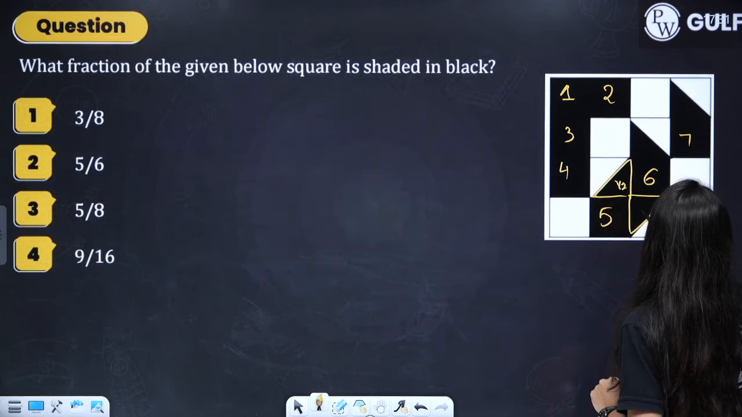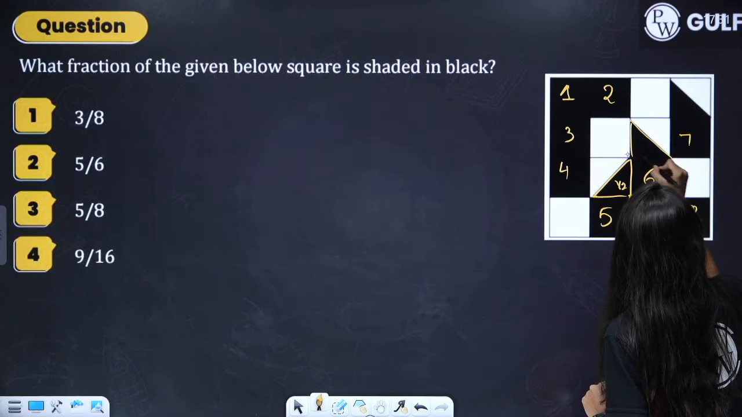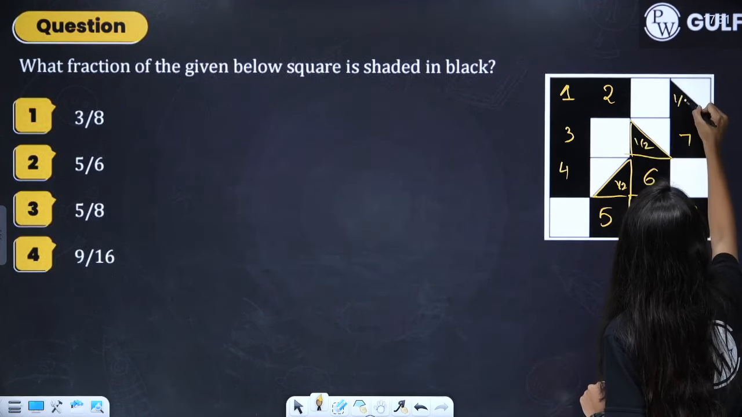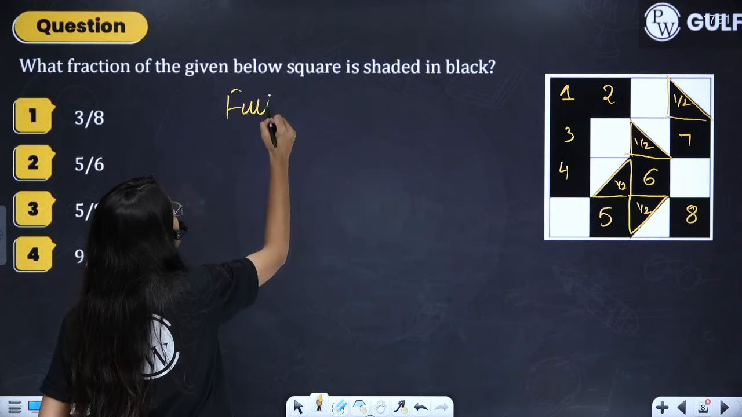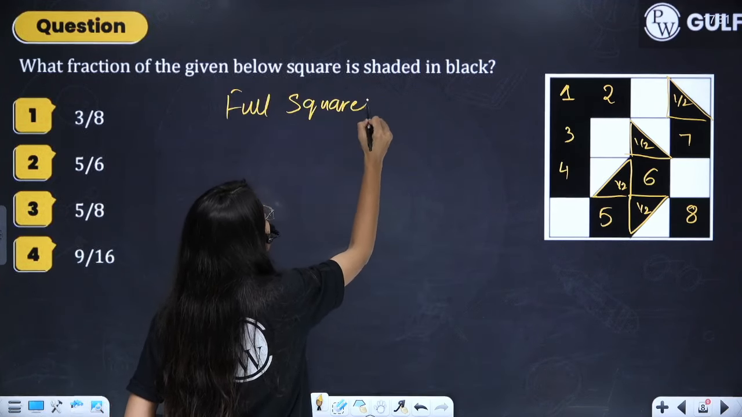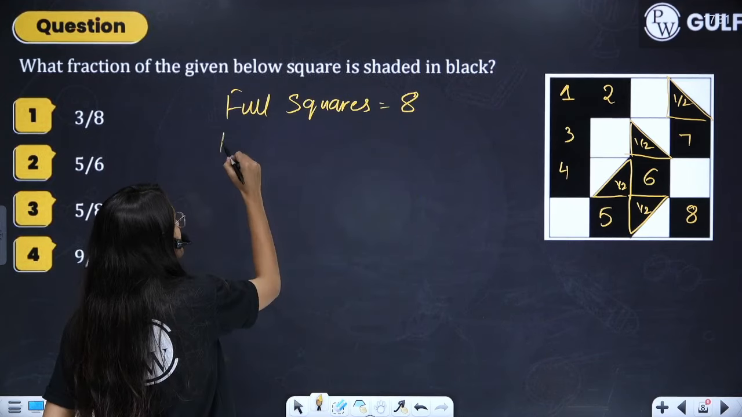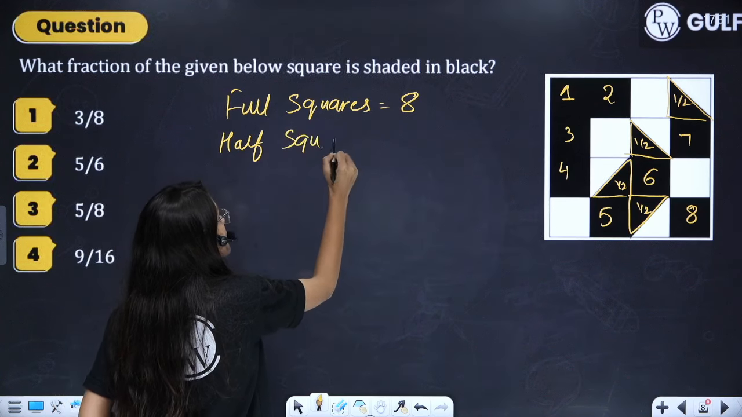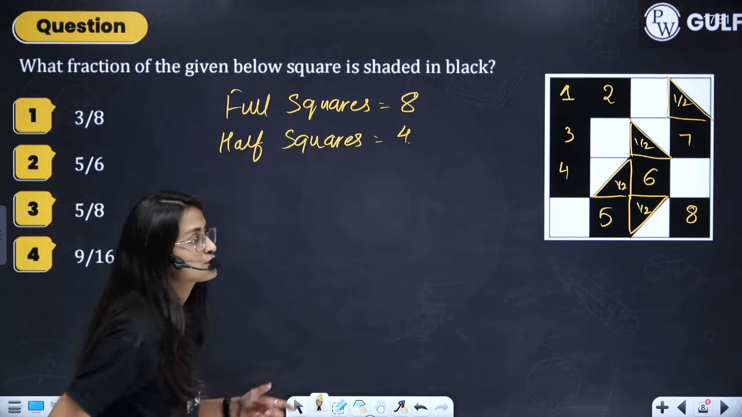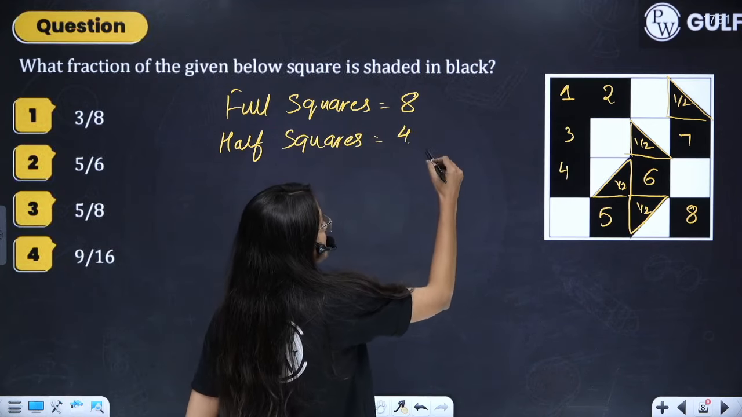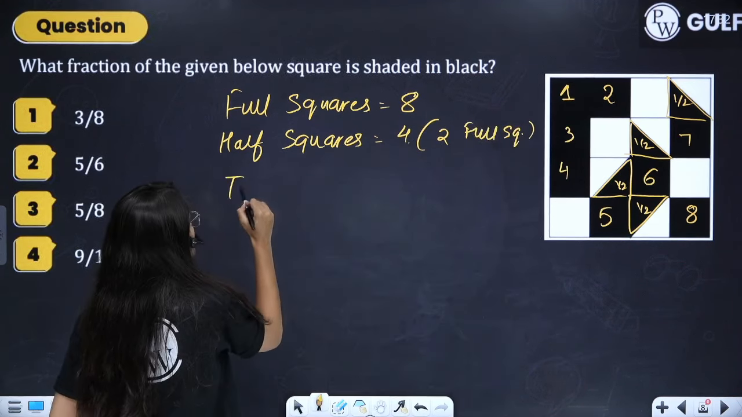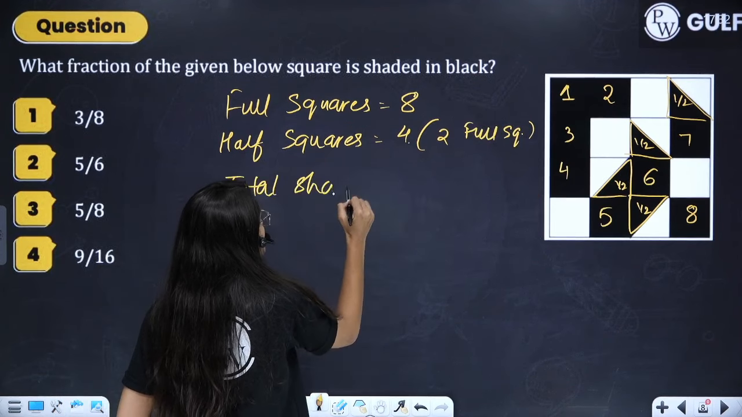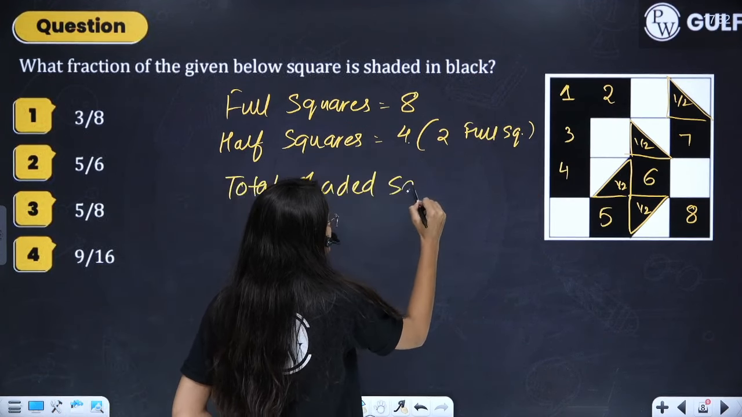and the partial squares are half, half, half, that means 8 full squares and there are 4 half squares which I can convert as 2 full squares. So can I write it as total shaded squares 8 plus 2 is 10.